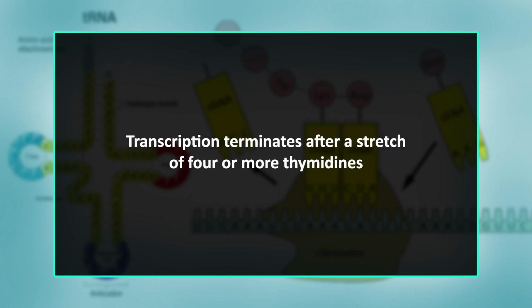The first promoter begins at the +8 of mature tRNAs, and the second promoter is located 30-60 nucleotides downstream of the first promoter. The transcription terminates after a stretch of 4 or more thymidines. Pre-tRNA undergoes extensive modifications inside the nucleus.